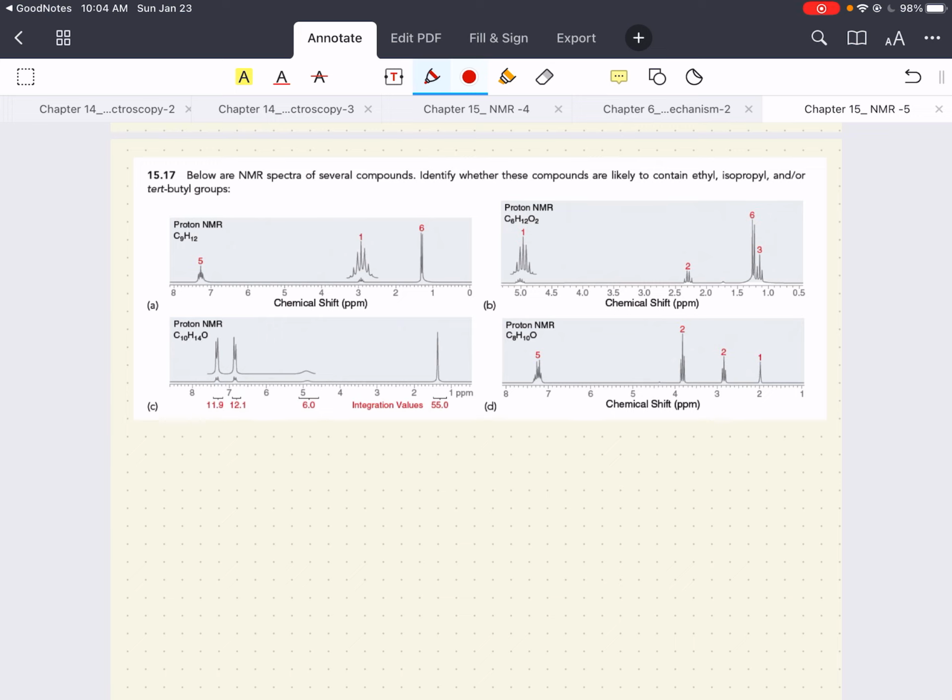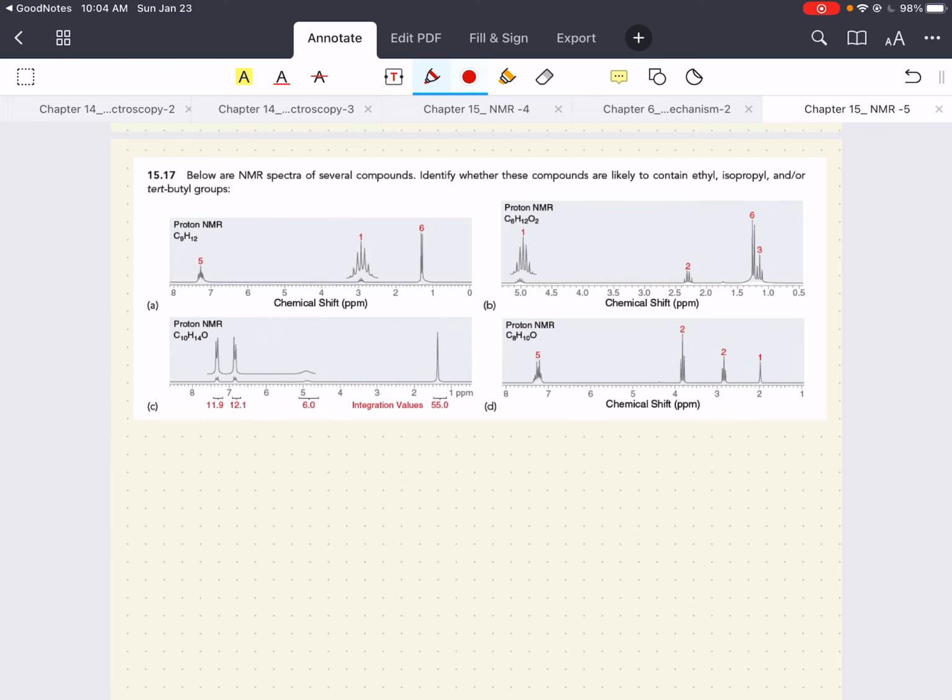Then we're going to consider the number of signals we have and the integration of each signal. This is going to give us a lot of information about symmetry or patterns for groups that are present in our molecule, like ethyl groups or tert-butyl or isopropyl. We just talked about all those patterns. So we're going to investigate the signals and integration to get some of that information out of there.